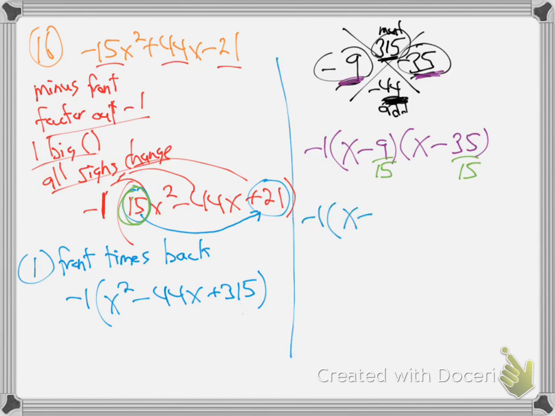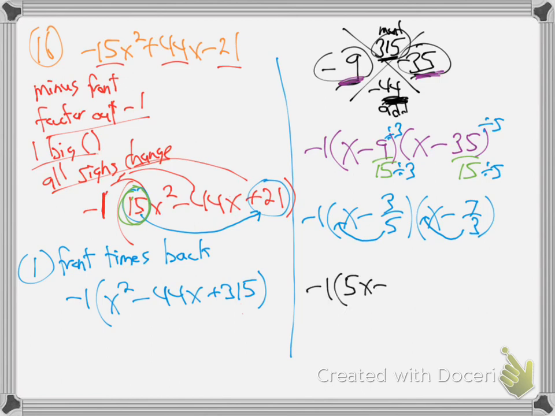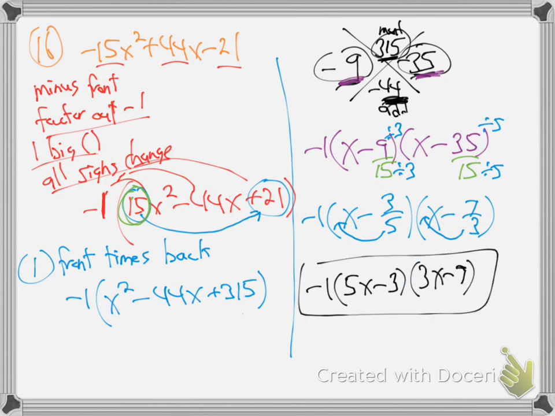Reduce 9/15 divided by 3, it'd be 3/5. Reduce 30, if I divide this one top and bottom by 5, this one I divided by 3. By 5 you get what? 7/3. And then you know the deal. Jump this here, jump that there. And we have minus 1, 5x minus 3, 3x minus 7. That's a 7 there. There it is.